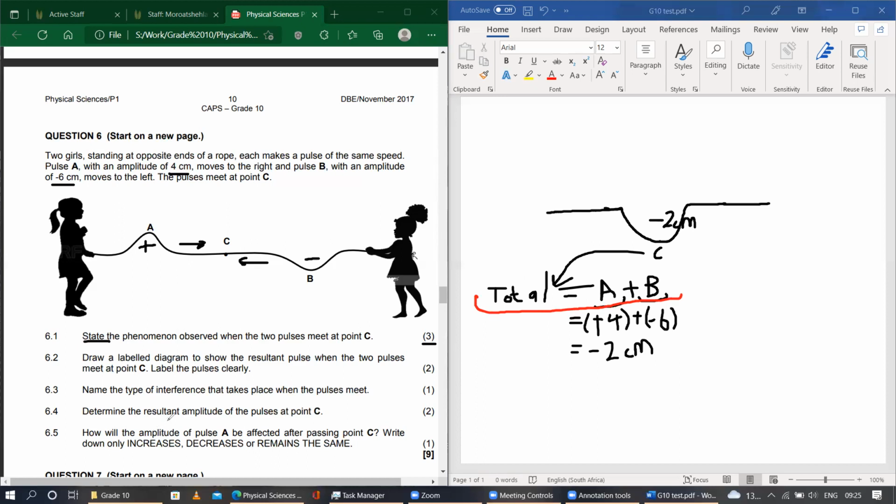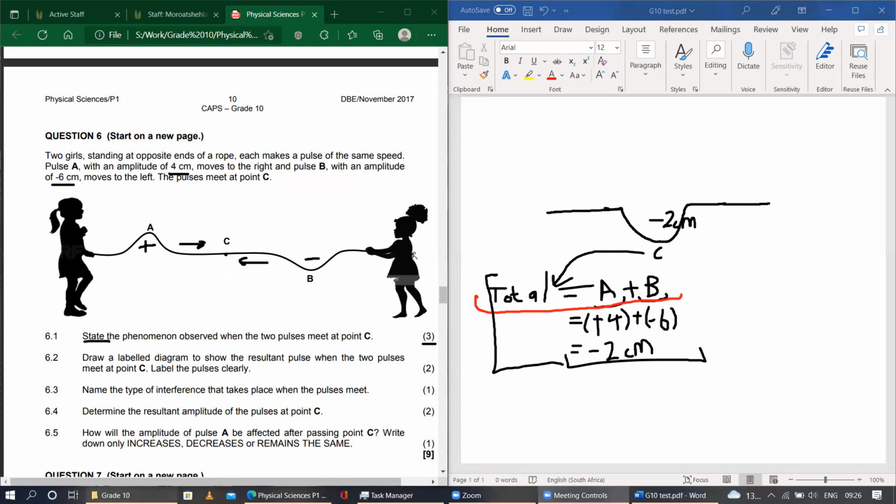So they say determine the resultant amplitude at point C. We already did that. It's here. Then they say how will the amplitude of pulse A be affected after passing point C? So you're gonna write down it's gonna increase, it's gonna decrease, or it's gonna remain the same. From this information, the amplitude of pulse A is gonna decrease. So I think that's an easy 9 marks.